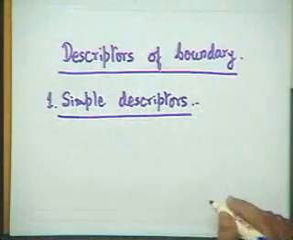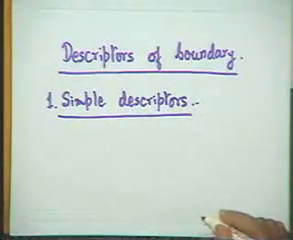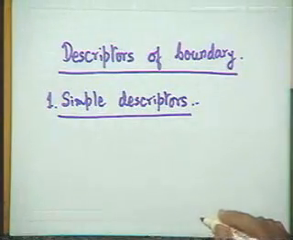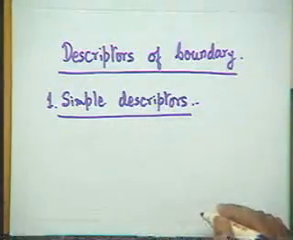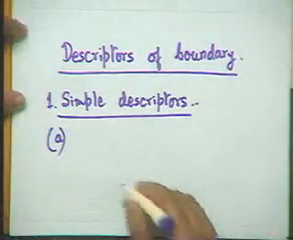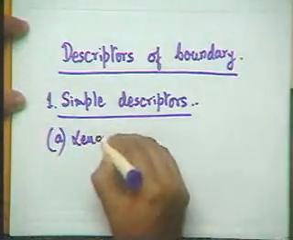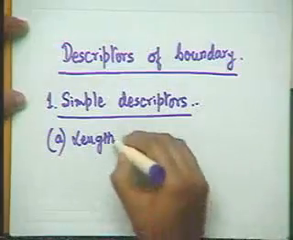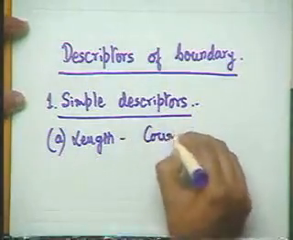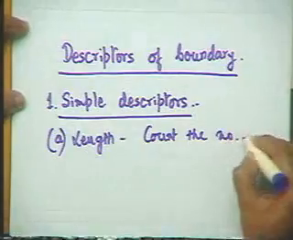In that one can consider some simple parameters. In order to describe a boundary, I think the simplest you can think of is to describe it by the number of points which are there in a boundary pixel. Rather, you can describe it by the length. So the first simplest descriptor one can think of is the length of the boundary. That means to say, you just count the number of pixels along the contour.